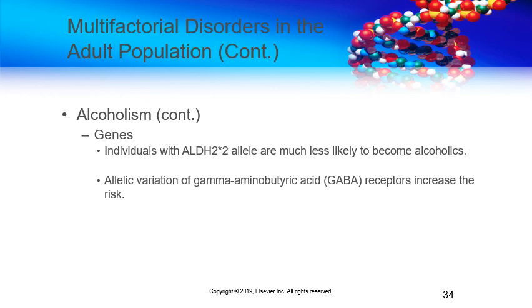It shows too that the individuals that have this allele, which an allele is a variation, are much less likely to become alcoholics. But if they have a variation of this, and you do not have to know these, okay, I want you to know that genetics do play effect on alcoholism.